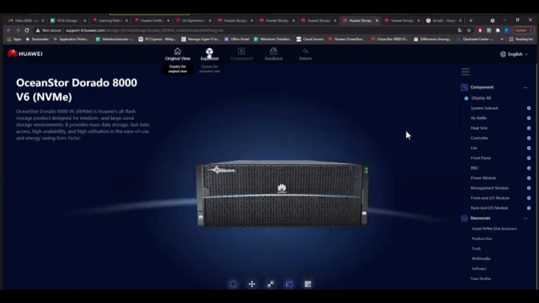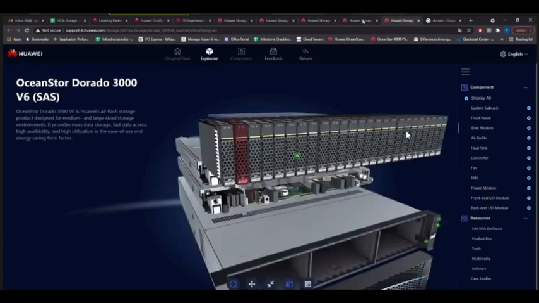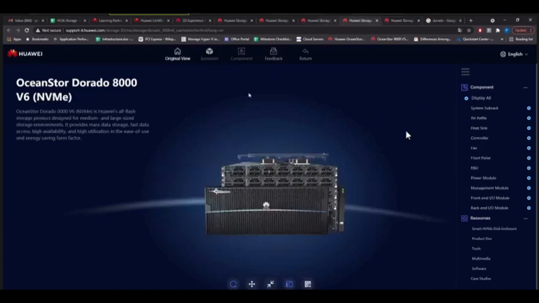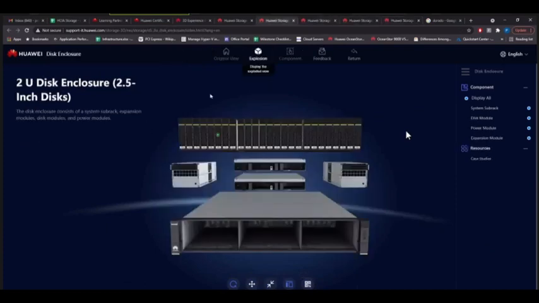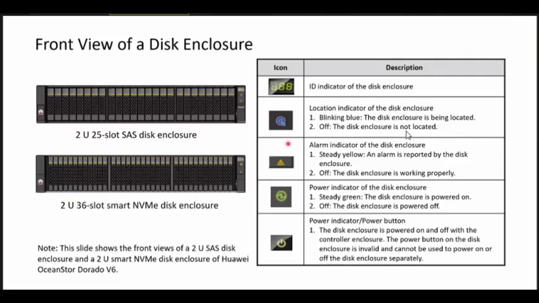This guy, disk plus controller. I mean, this is separation module, integrated module, okay? Any questions? So just using the 3D view, it's much better, much easier to see. Other than that, the icons are always the same. So you'll have your disk ID, you'll have a location indicator, your alarm, your power indicator in case your disk enclosure is connected to, let's say, a controller module, is it powered on or powered off, and the power button itself, okay?